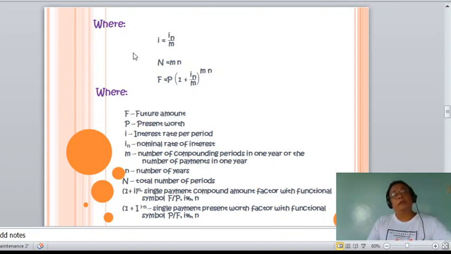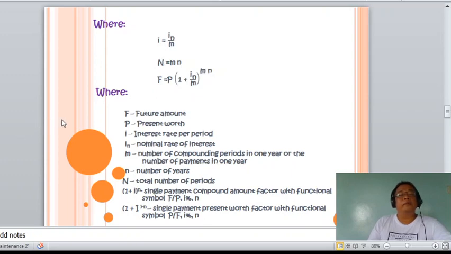for this type of interest, or for compound interest, is equal to P multiplied by 1 plus IN over M raised to MN. So, where F is the future amount, P is the present worth or the present amount, I is the interest rate per period, IN is the nominal rate of interest, M is the number of compounding periods in 1 year, or the number of payments in 1 year.